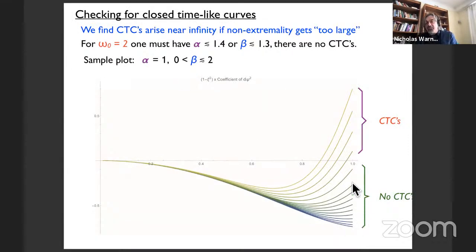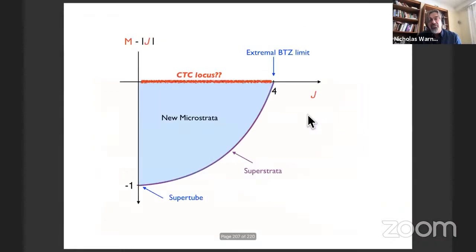I can just show you the last picture. What tends to happen is that you have some beautiful regime down here. This is the coefficient of dψ squared, and in our conventions, negative means it's a space-like curve. So there are no CTCs, but if you crank this up too high, you get into a CTC region. So you get closed time-like curves basically when you try to cross this barrier. These new microstrata are filling out this region, but it seems to be very hard to go above this bound.